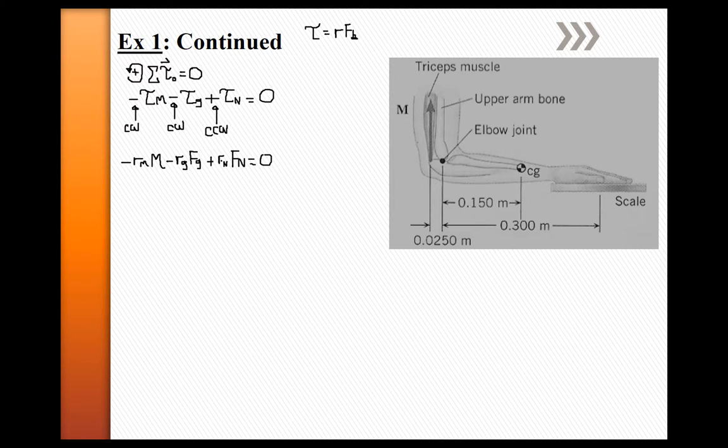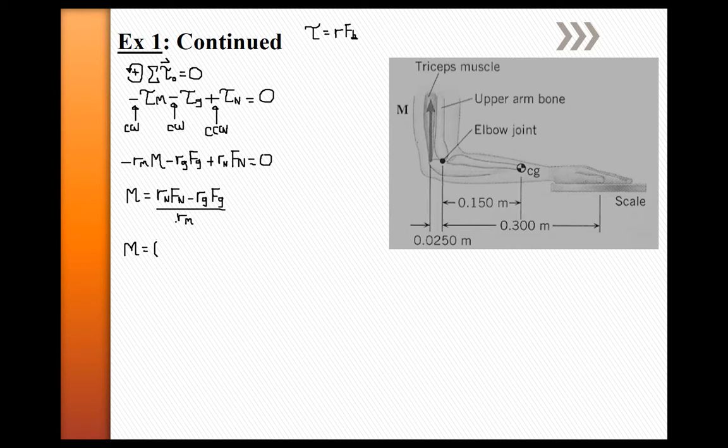Okay, we need to solve for m here. So I'm going to do this all in one shot. I'm going to bring the negative Rm m term over to the right-hand side, and then I'm just going to divide both sides of the equation by the lever arm. So m would then be equal to Rn Fn minus Rg Fg, and then we're going to divide this all by the lever arm Rm. Okay, now we can plug numbers in.